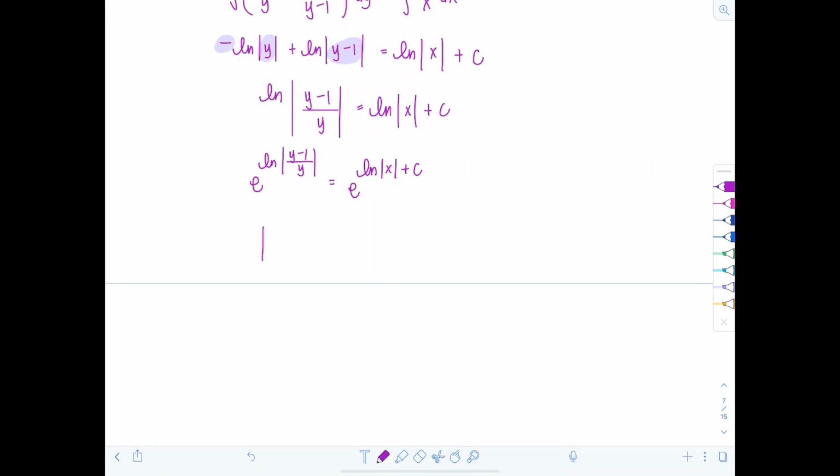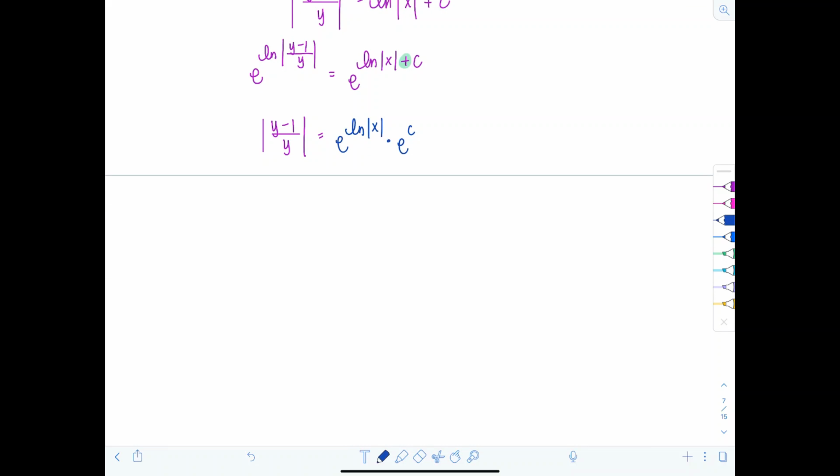Okay, the left-hand side's pretty straightforward. We have absolute value of y minus 1 over y left over. Now be careful here with your properties of logarithms and exponents. Because if you have e raised to a sum and you split it up, you have to do so using multiplication. This is e raised to the ln of the absolute value of x, times e to the c. Yes? We remember our rules of exponents? Fabulous.